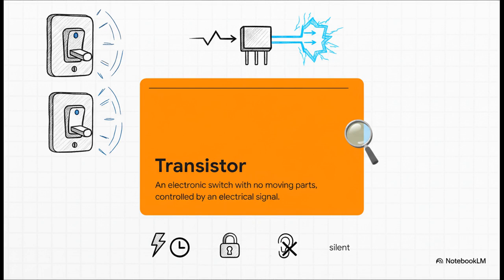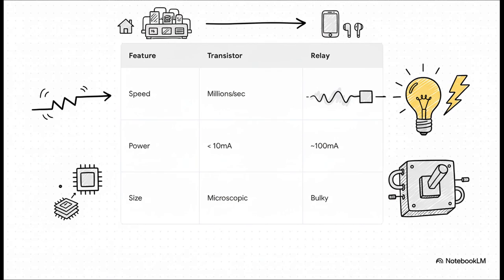It's just a solid chunk of material with no gears or levers, and instead of you physically flipping it, it's controlled by a tiny electrical signal. That's what makes it silent, super reliable, and unbelievably fast. And this is where you really see the genius of the transistor, especially when you put it up against the old tech it replaced, the relay.